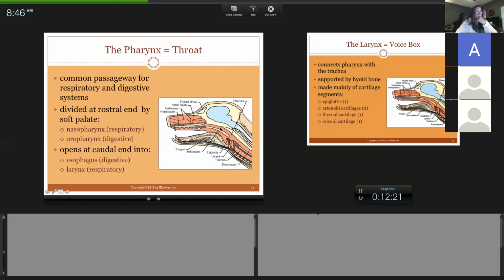So air is moving here, comes down into the larynx. When they eat and drink, it comes through the oropharynx and slides over into the esophagus. And the esophagus is dorsal to the trachea. That's why there are these little bumps here. Bump, bump, bump, bump, bump. Okay.